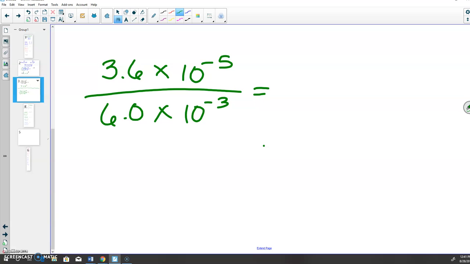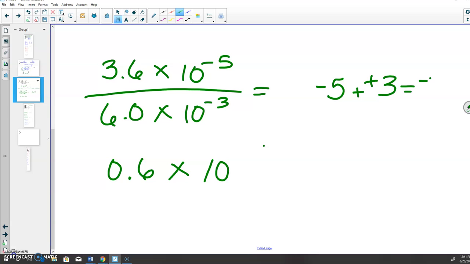So you got 0.6 times 10 to the -2... -5 minus -3. Can you have double negatives? No. So you have to what? Keep, change, flip. That gives you -2. But is your decimal in the correct spot? No. So if you move this one backwards 1, you have to move this one backwards 1. So if you're at -2 and you go backwards 1, where do you land on?